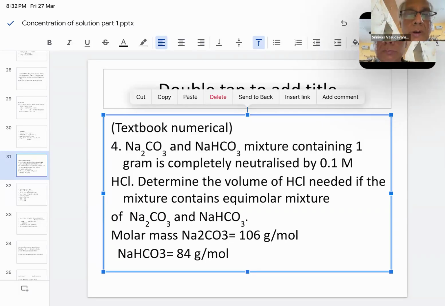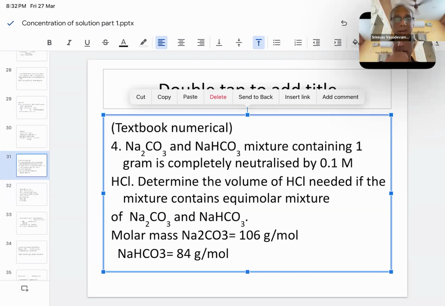Number of moles of sodium carbonate and number of moles of sodium bicarbonate is same. Molar mass of sodium carbonate 106 gram per mole, sodium bicarbonate 84 gram per mole. So I have taken a mixture of 1 gram containing sodium carbonate and sodium bicarbonate. Both will react with HCl to give salt, water, and carbon dioxide.